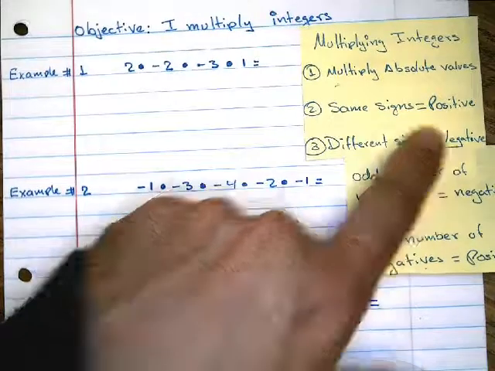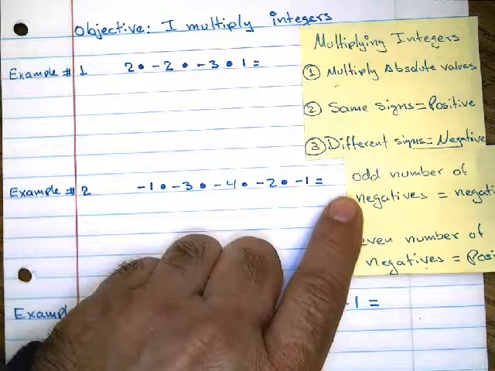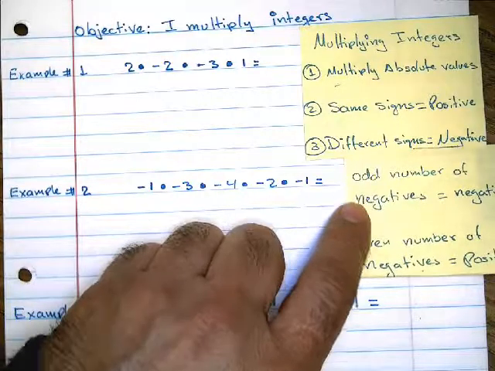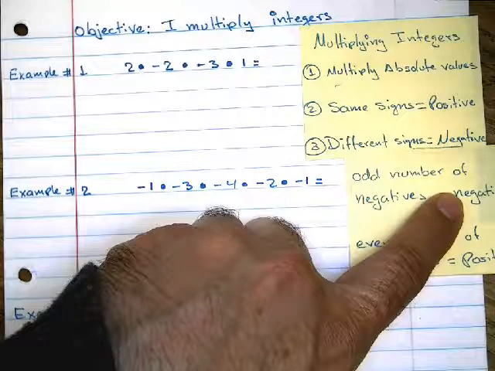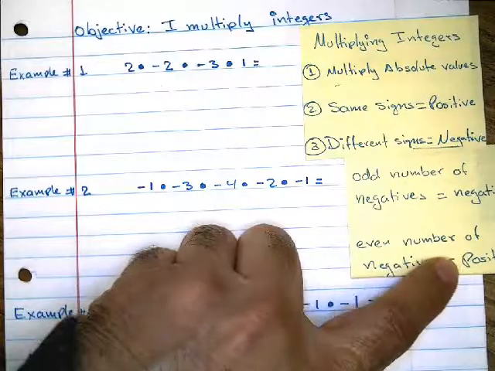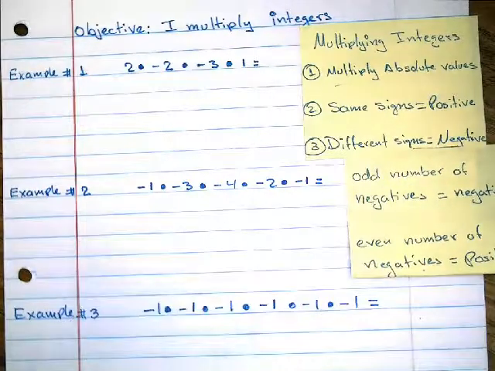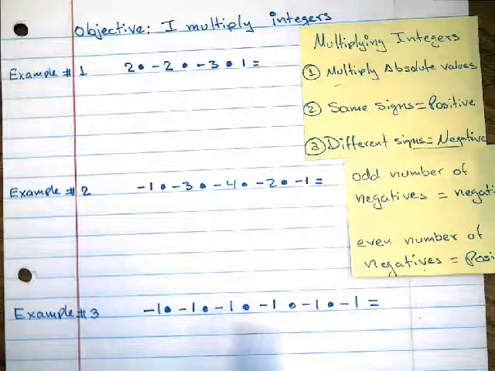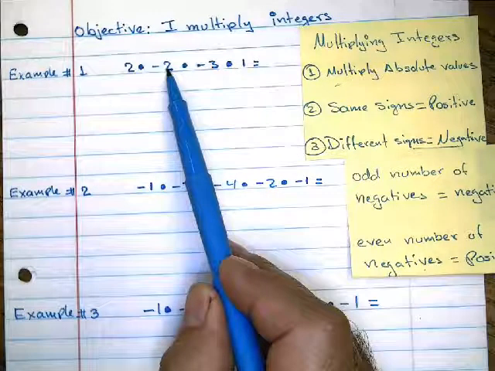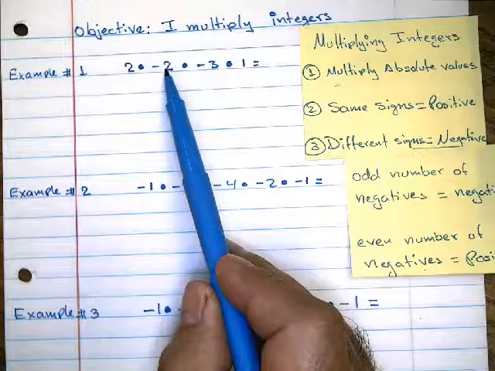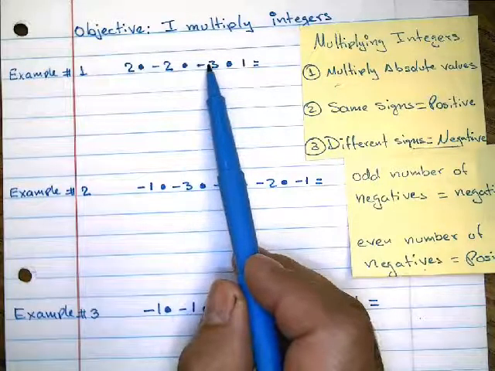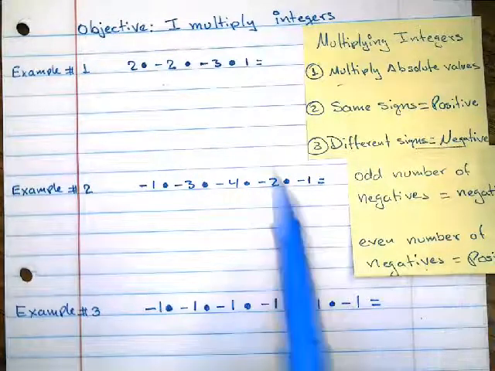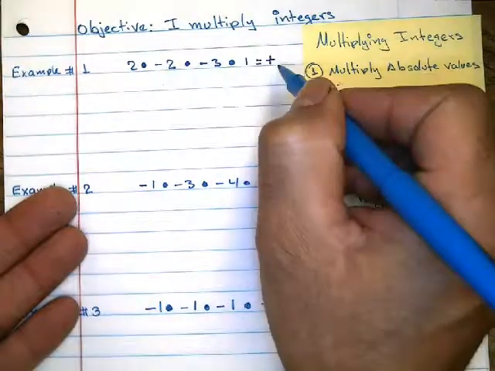But there's a faster way to find out if your answer is going to be positive or negative, based on the number of negatives that you have. If you have an odd number of negatives, the answer will be negative. And if you have an even number of negatives, the answer will be positive. For example, if I count the number of negatives on my first example, I have 1, 2 negative numbers, and 2 is an even number. That means that my answer will be positive.